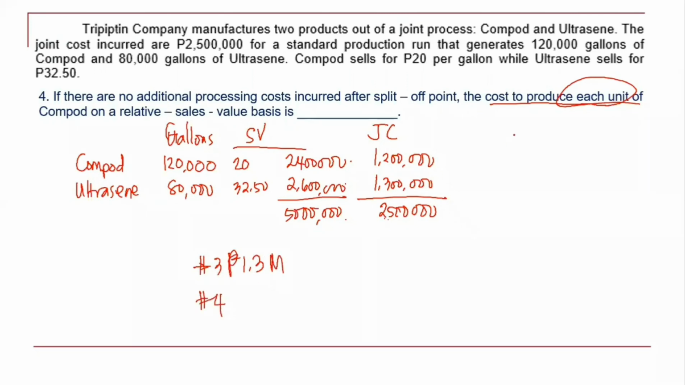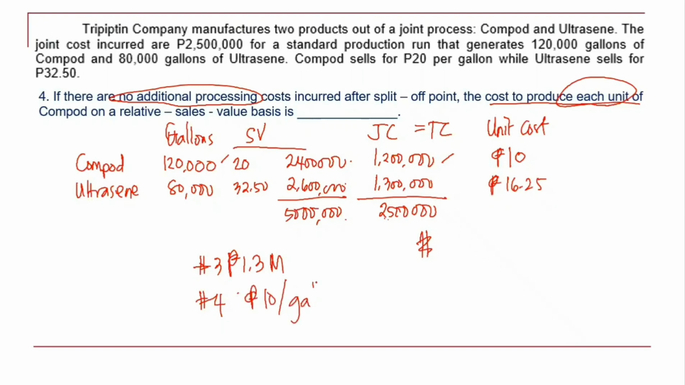Number 4, ang tanong po sa atin ay cost to produce each unit of Compod. Again, no additional processing cost. Therefore, this is already the total cost. Thus, the unit cost is how much? Kunin na natin sa parehas. Si Compod lang unahin natin. So, 1.2 million over 120,000. So, ibig sabihin, 10 pesos per gallon ang unit cost natin. But for Ultrasin, it's 1.3 million divided by 80,000. That is 16.25 pesos per gallon ng Ultrasin. So, ang sagot sa number 4, ay ito na pala, is 10 pesos per gallon.